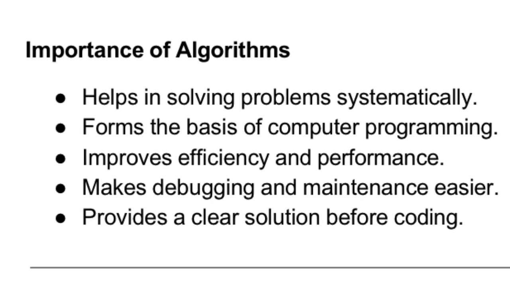That means helping solve problems systematically, then forming the basis of computer programming, then improving efficiency and performance, then making debugging and maintenance easier, then providing a clear solution before coding. These are the benefits: easy problem solving and better programming, faster execution, easy debugging, easy maintenance. This is the importance of an algorithm.